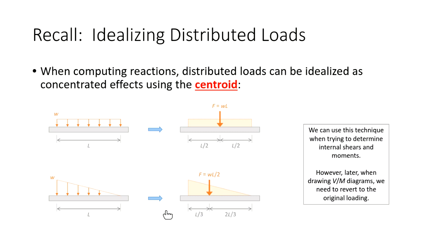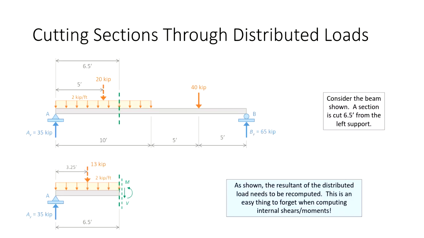This is a mistake I've seen students make a lot. And so this next slide, I want everybody to really pay close attention to. So let's take a look at this beam. I just made this beam up. It's 20 foot long. It has a 2 kip per foot distributed load from the left support to midspan. And then it's got a 40 kip load right here.